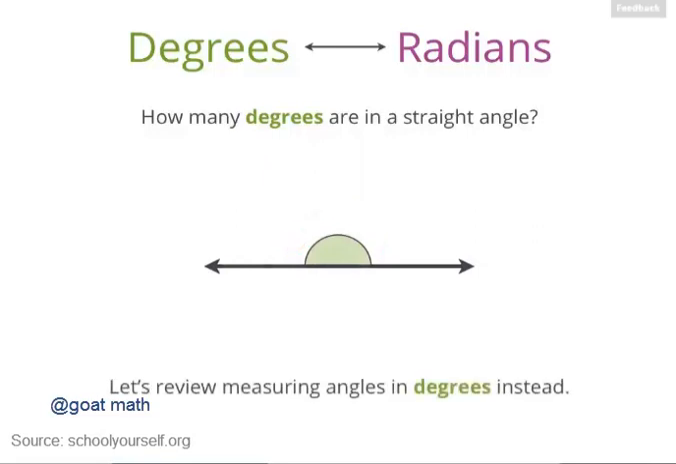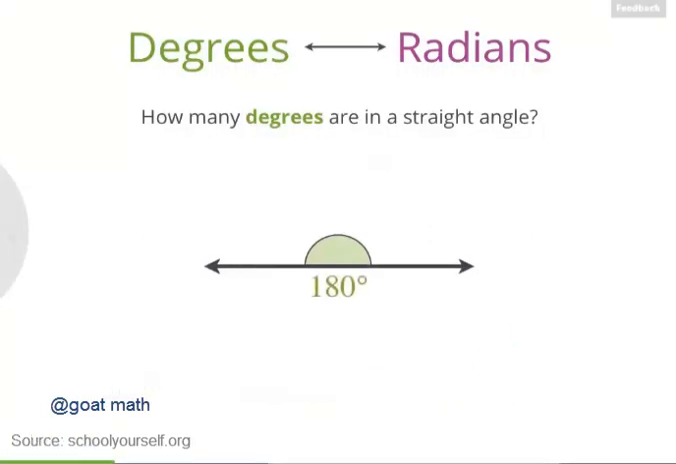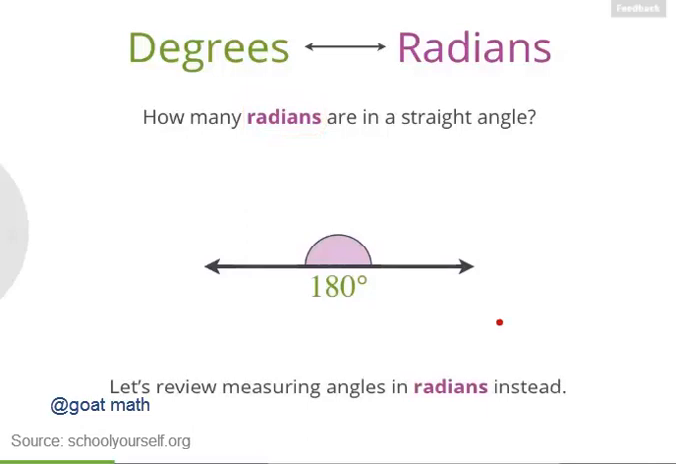If you'd like to review how to measure angles in degrees instead, then click down here. Exactly, a straight angle is 180 degrees. And how many radians are in a straight angle? If you'd like to review radians, click down here.